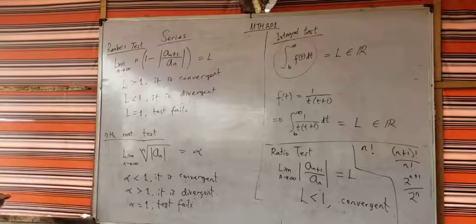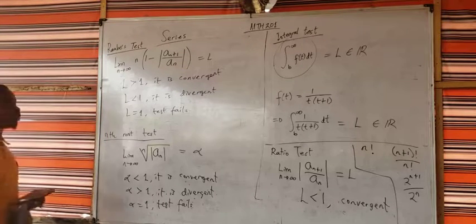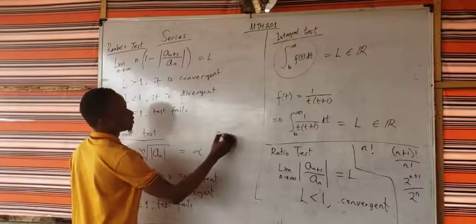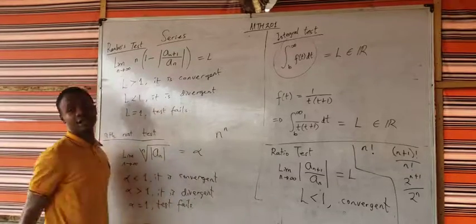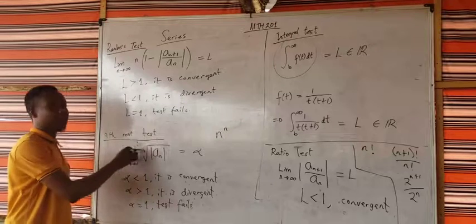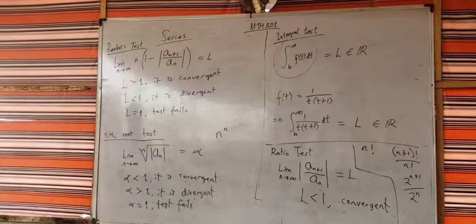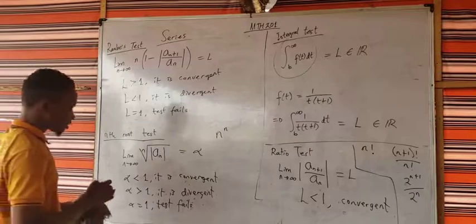You get that? Okay. So when is this appropriate? This is appropriate when you have something raised to the power of n. It will help you clear off that power of n. So anything raised to the power of n, it will help you clear it off. Is that clear? Alright. So you can also have what we call functional series.